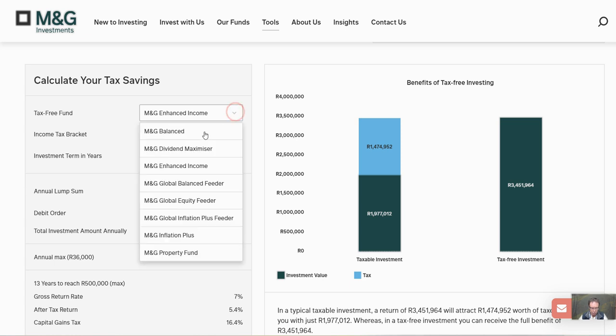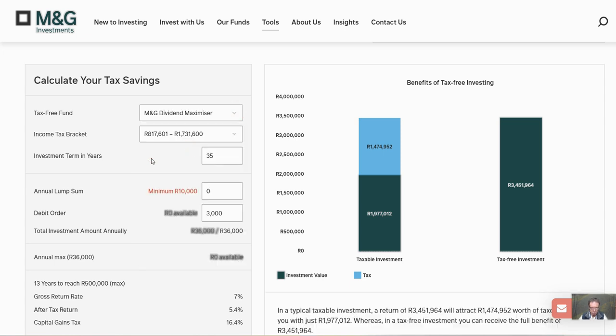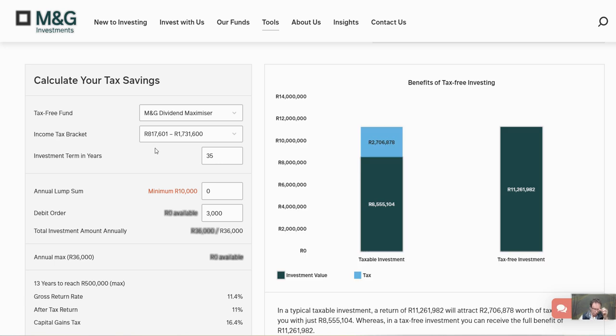If we then make use of an equity fund, and I'm just choosing the dividend maximizer fund, you can see that our gross return will be 11.4 million, and yes, even though it's an equity fund, there's still some interest and dividends taxed in the fund. If it's a normal unit trust, you'll pay 2.7 million tax, and you'll have a residual of 8.55 million Rand. If it's done in a tax-free savings account, you will get the full 11.261 million return after 35 years.